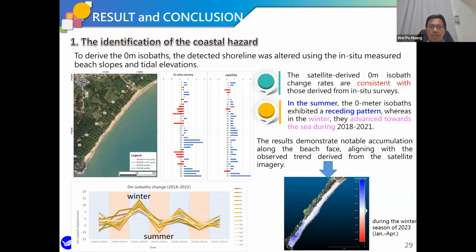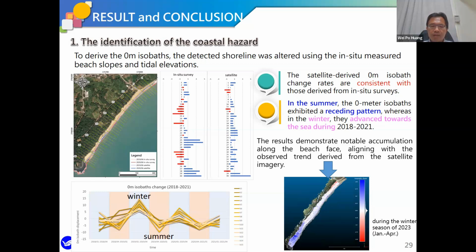Historical satellite images from the period 2018 to 2021 were collected, and the estimated zero-meter isobase revealed a receding pattern during summer and an advancement towards sea in winter. This analysis unveiled the trend of historical zero-meter isobase displacement. To address the limitation of satellite images in offering volumetric change data of the beach face, structure from motion with multi-view stereo acquired from a UAV-mounted camera is suggested for future monitoring efforts.